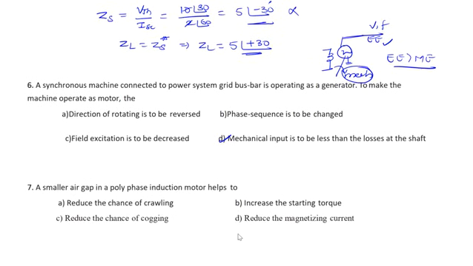Next one, so read the question and select the answer. A smaller air gap in a polyphase induction motor helps to... Okay, so in an induction machine, the air gap between the stator and the rotor is very small. It is because we want to reduce the magnetizing current. So for the seventh question, the answer is reduce the magnetizing current. Okay, so reducing the magnetizing current is the right answer. Next, we'll go for the next question.